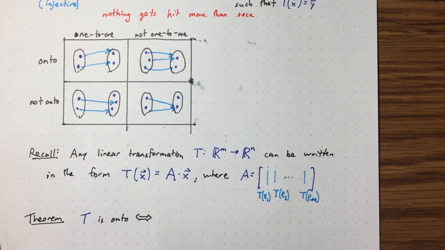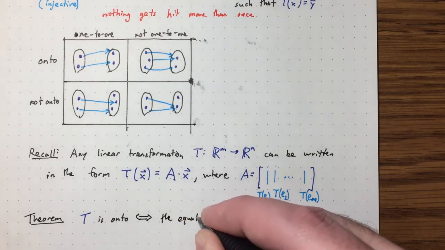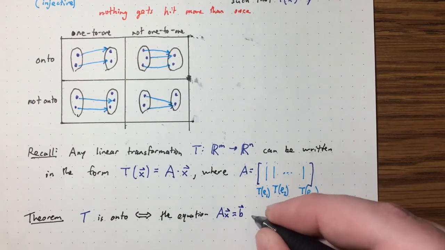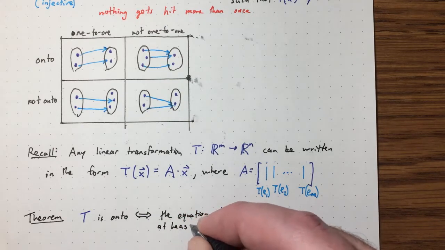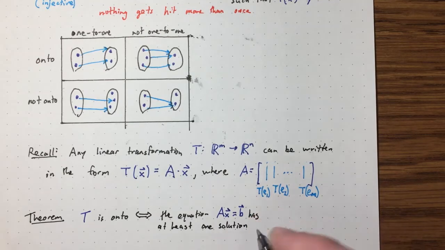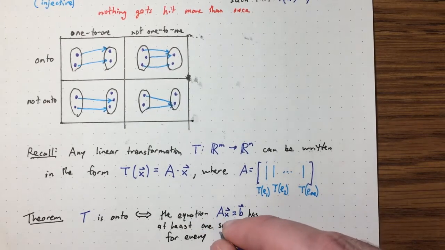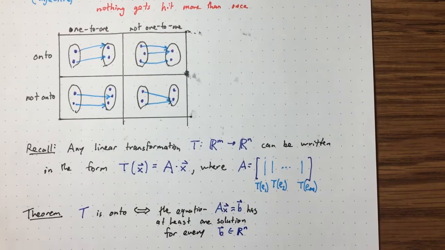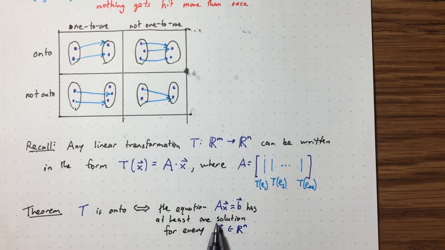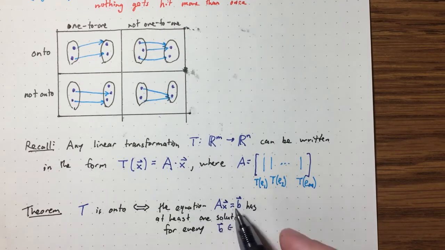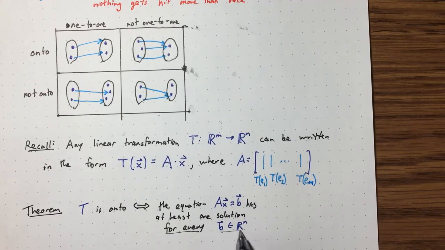Okay, so T is onto if and only if the equation Ax equals b, let's call it, has at least one solution. Okay, so I can hit every vector b, right? So it has at least one solution for every b in Rn. Okay, but this is sounding familiar, right? We've seen this before. What is this saying right here? The equation Ax equals b has at least one solution. That just means that b is in the span, right? It means that if this is true for every vector b in Rn, the columns of A span all of Rn, right?